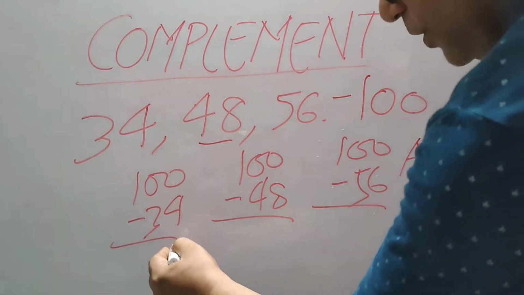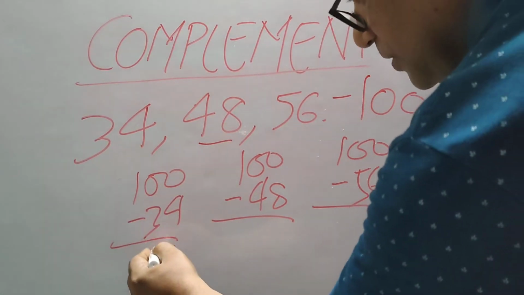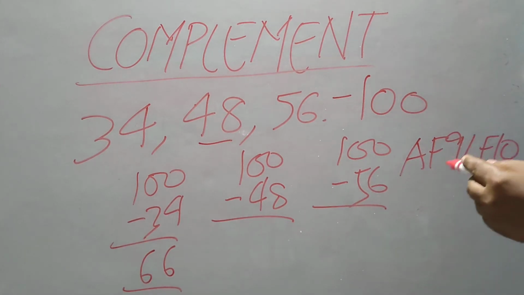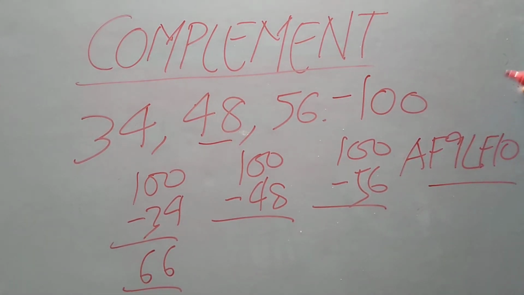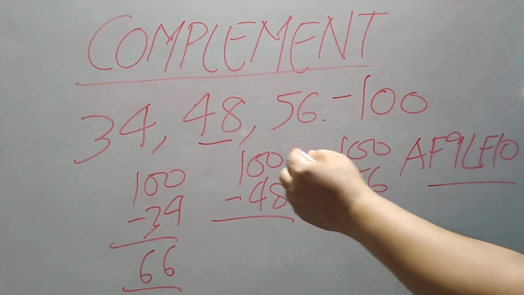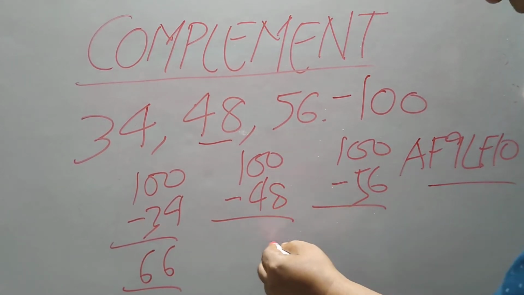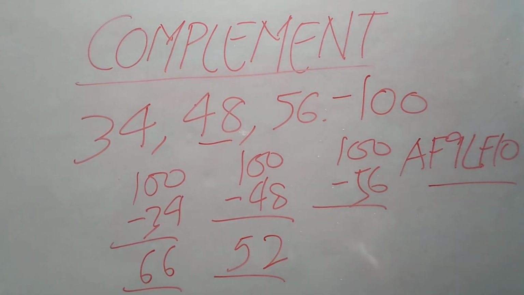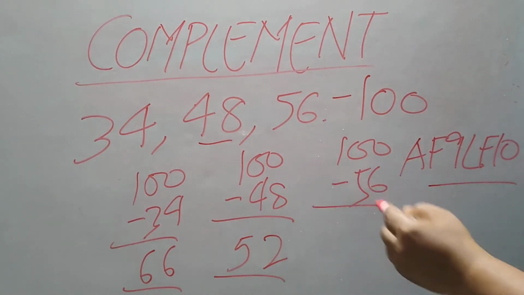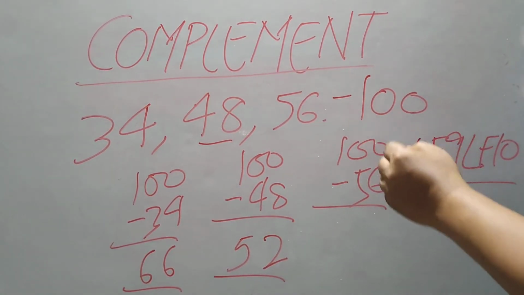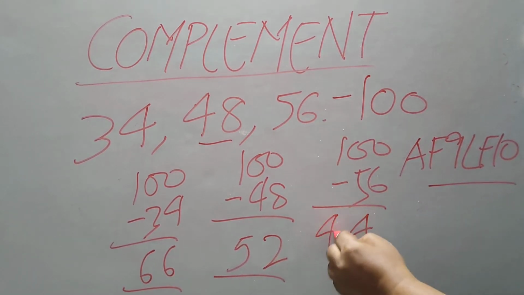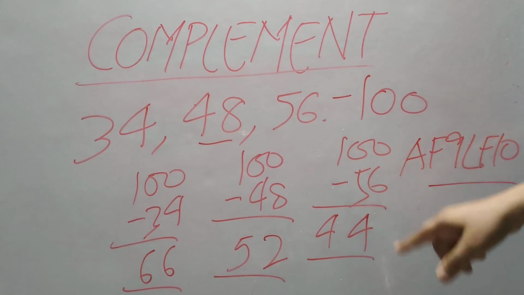So 10 minus 4 is 6, 9 minus 3 is 6. So the complement of 34 is 66. I have found it using the Nikhilam Navatashcharamam Dashatah, all from 9, last from 10. In the same way, 10 minus 8 is 2, 9 minus 4 is 5. So the complement of 48 is 52. Complement of 56, 10 minus 6 is 4, 9 minus 5 is 4. So the complement of 56 is 54.